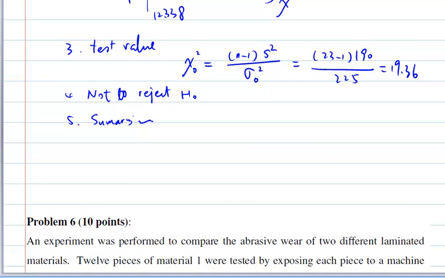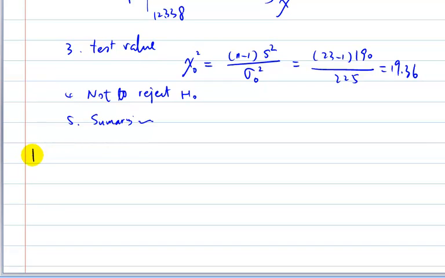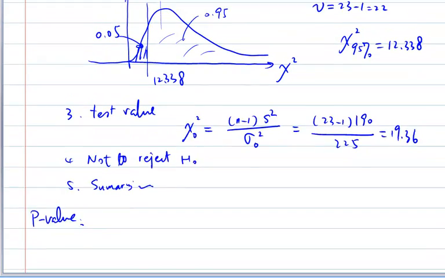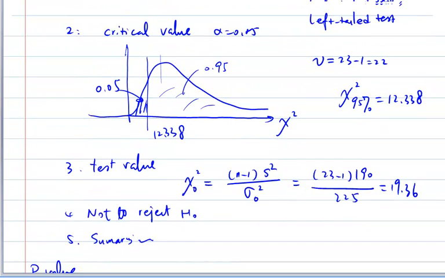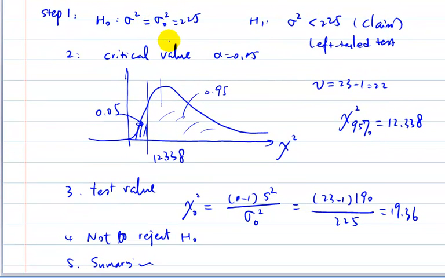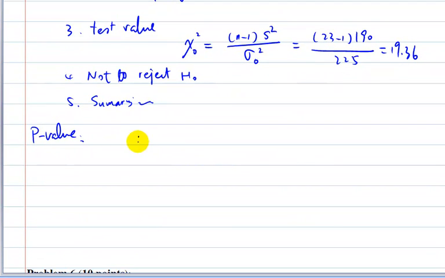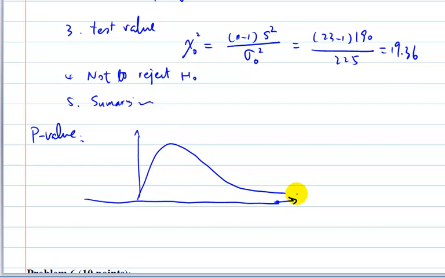So let's try the p-value approach. Let me redraw. The first step is the same, and then you also need to calculate the test value. Let's take a look at the chi square table here. So anyway, our test value calculates to 19.36.